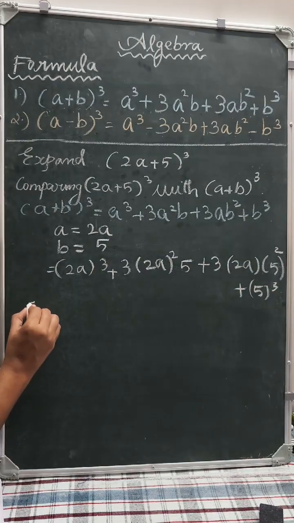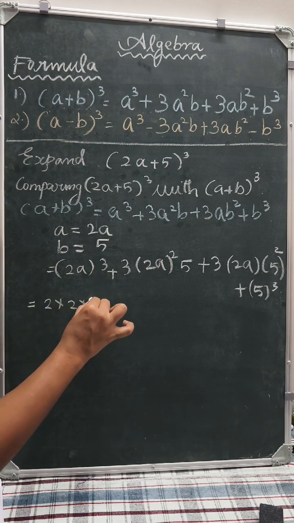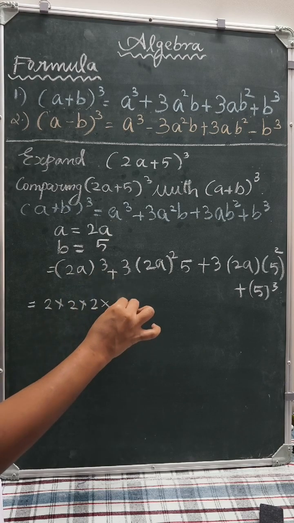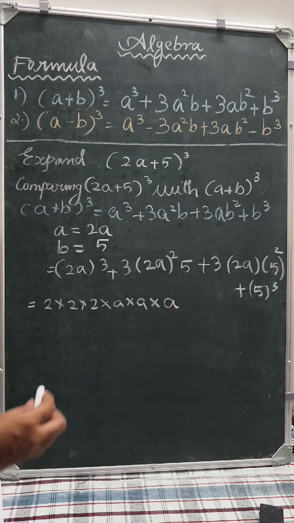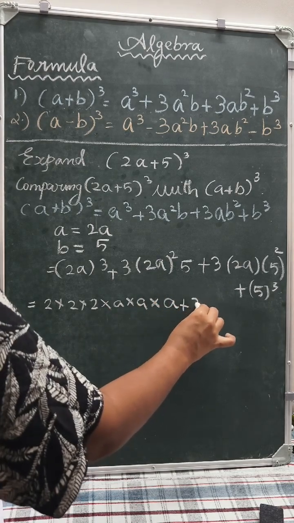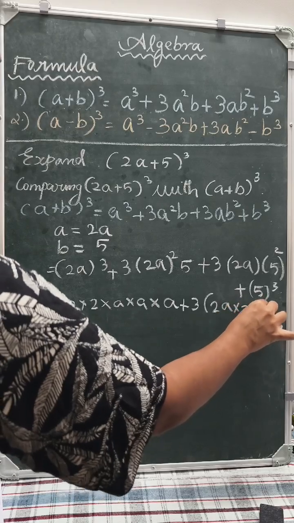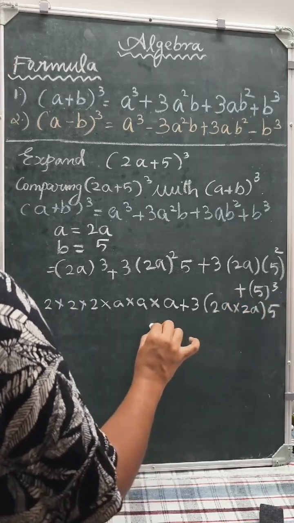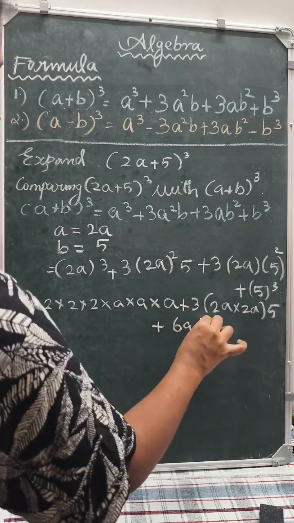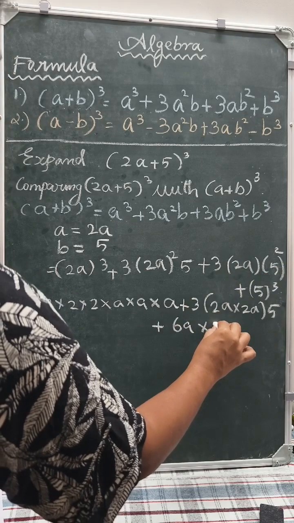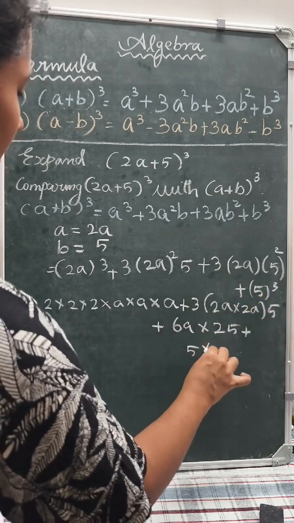Right, the next step. (2a)³ means 2 into 2 into 2 into a³, which means a into a into a. I am writing in full form for your clear explanation. Plus 3 into (2a)², which means 2a into 2a, into 5, plus 3 2s are 6. So 6a into 5², which means 5 into 5, 25, plus 5³, which means 5 into 5 into 5.